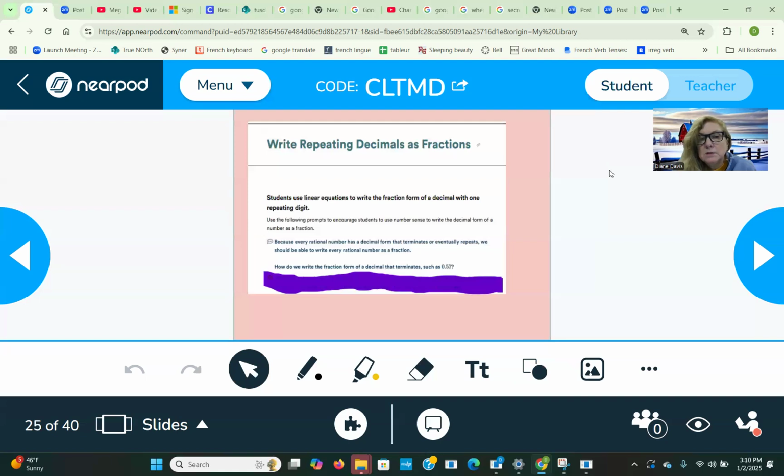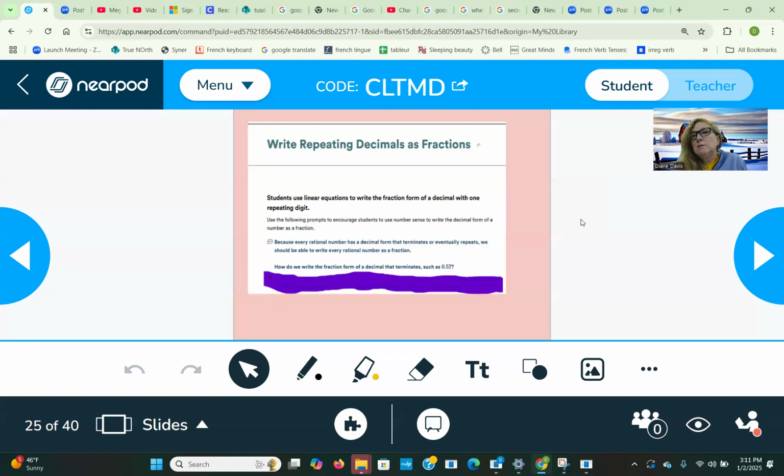So students use linear equations to write the fraction form of a decimal with one repeating digit. Use the following prompts to encourage students to use number sense to write the decimal form of a number as a fraction. Because every rational number has a decimal form that terminates or eventually repeats, we should be able to write every rational number as a fraction. How do you write the fraction form of a decimal that terminates, such as 0.57? So how do you do that?